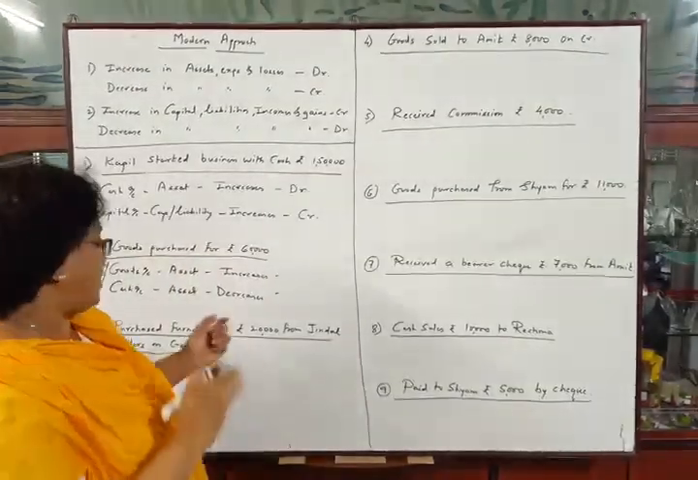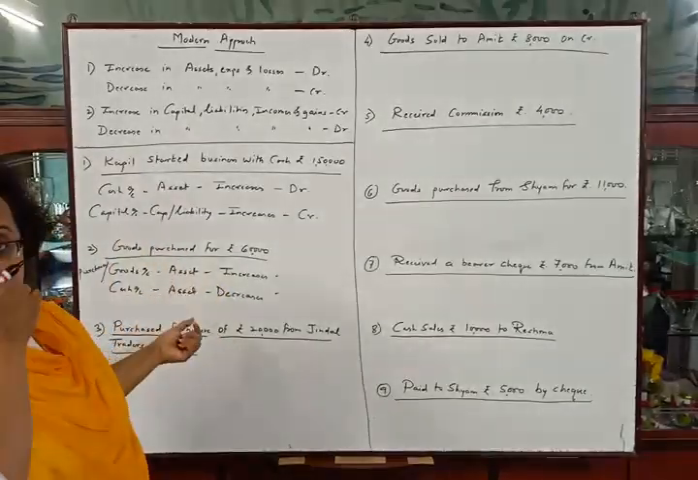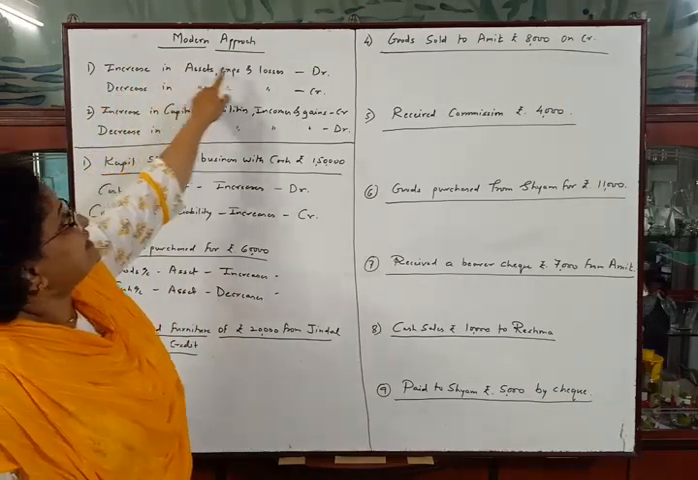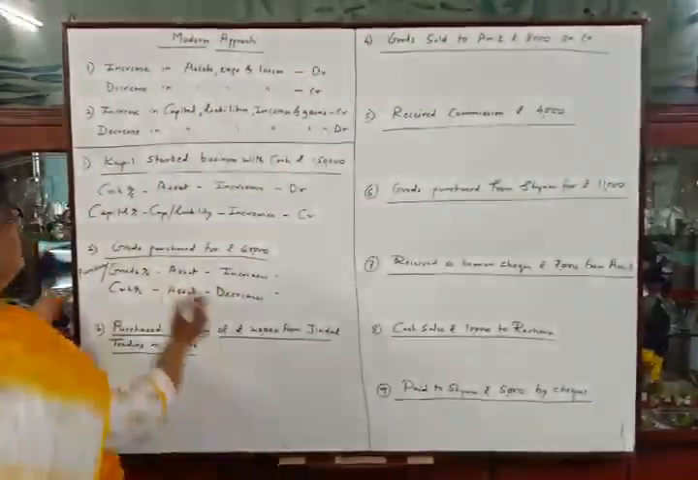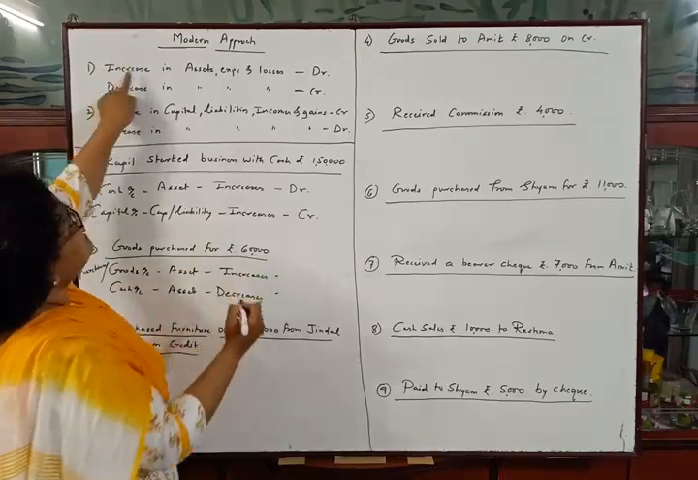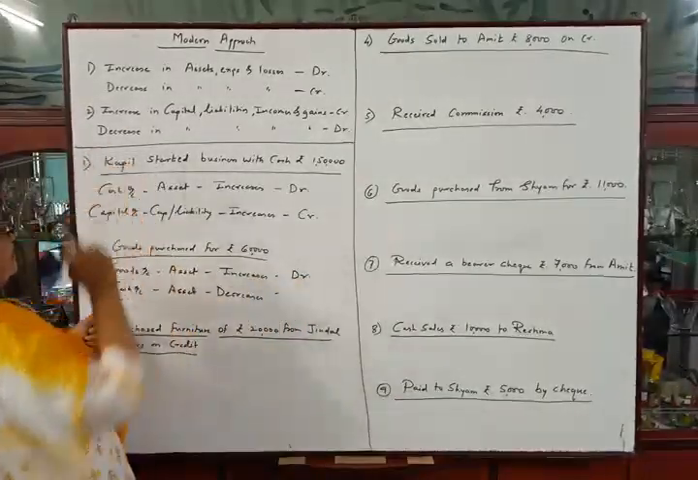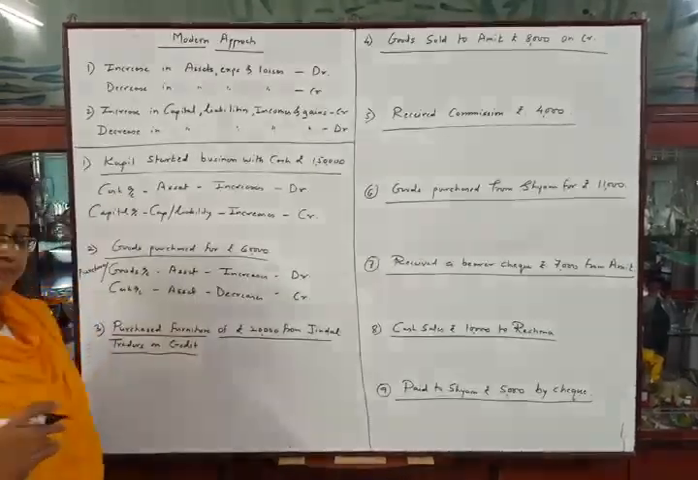Okay, now we have to decide debit and credit. Both are assets, so we will see the first rule, increase in asset debit and decrease in asset credit. So here goods, this asset, is increasing, so increase in asset should be debited, so debit, and decrease in asset should be credited, so cash account will be credited.